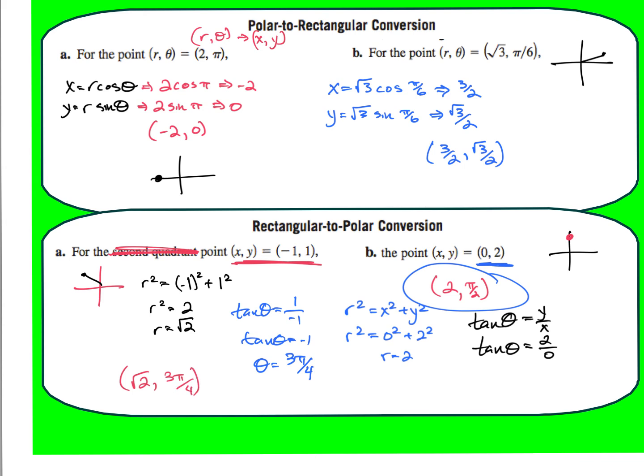Okay. If you gave me square root 2, 7 pi over 4, I'd give you some credit, but I'm not giving you full credit. You know what I'm saying? Because it's actually wrong. Okay. All right. So just draw a little picture. It's going to help you out.